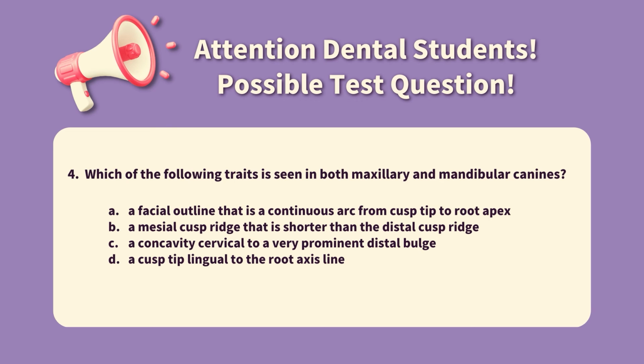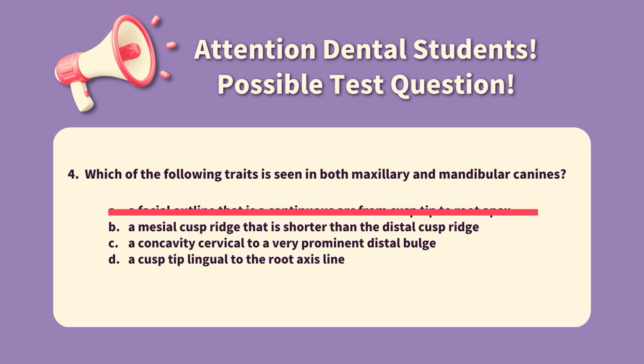Let's go through these answers together. A. A facial outline that is a continuous arc from cusp tip to root apex. That's just true for the mandibular canine, so not the correct answer. B. A mesial cusp ridge that is shorter than the distal cusp ridge. That's a trait that both the maxillary and mandibular canine share, so B is the correct answer. Let's look at the rest of the answers anyways.